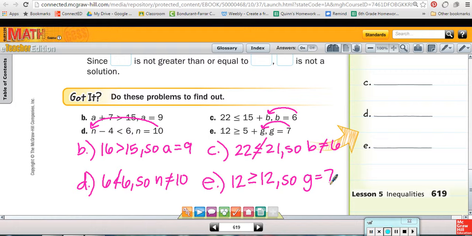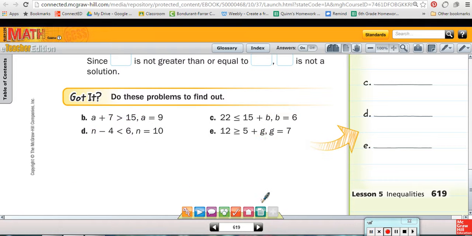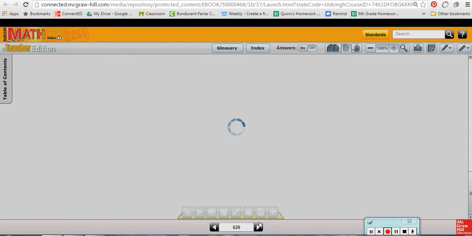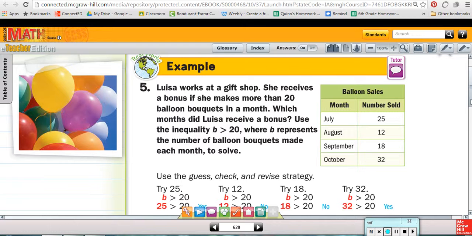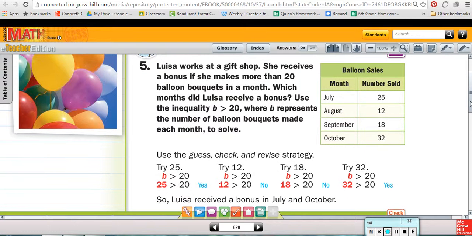Okay, then turn the page to the top of 620. Let's look at how this works in the context of a problem. I want you to read that problem to yourself and underline anything that's important. So what are some key things that you included when you underlined? Delaney? B greater than 20. Okay, B has to be greater than 20. Do we really need anything else? No, B has to be greater than 20, but what does B represent?